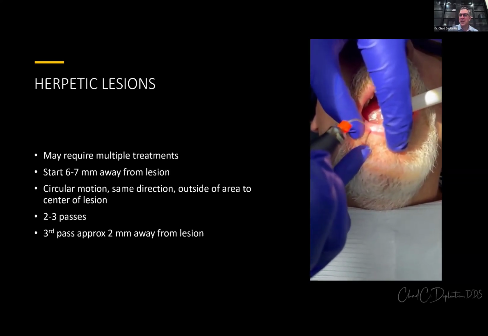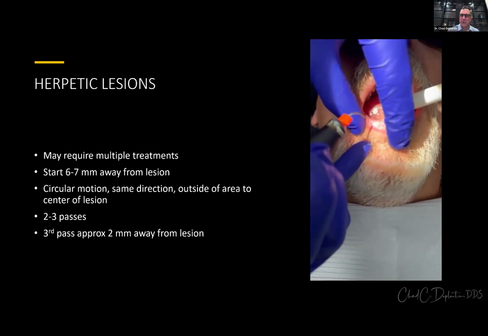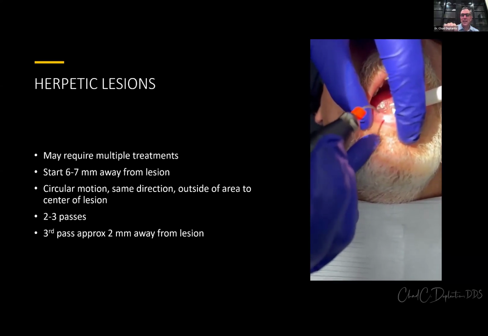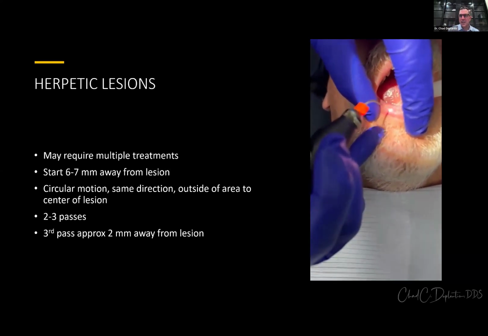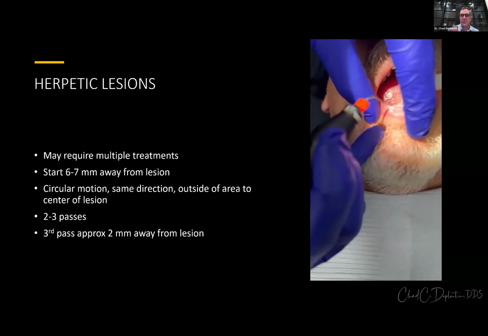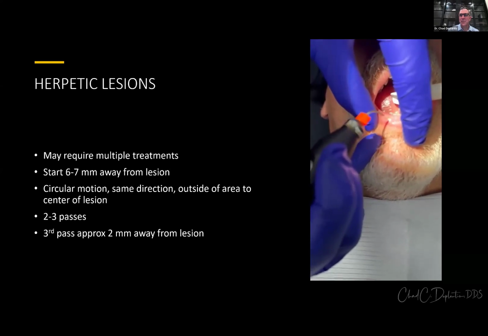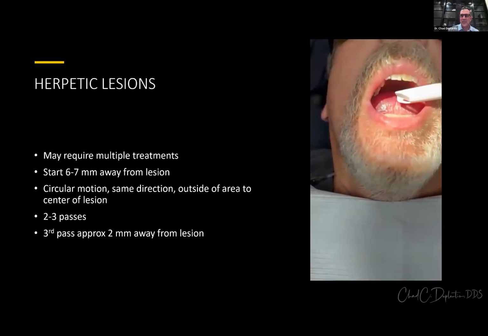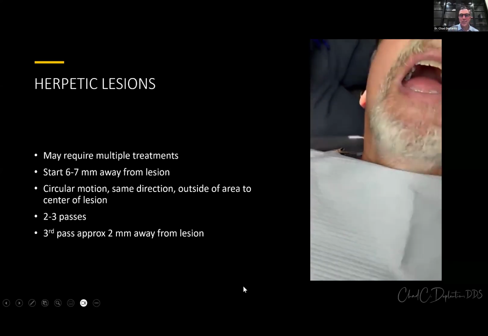So I always do 3 passes. You can do 2 to 3 passes. The first pass, 6 to 7 millimeters away, you work your way from the outside in to the center of the lesion. Then 4 to 5 millimeters, same exact motion, counterclockwise or clockwise, whichever way you desire, towards the center of the lesion. And then the third pass about 2 millimeters away from the lesion, counterclockwise is what I'm doing here, from the outside of the lesion towards the inside. On this particular patient, the lesion never broke the skin, never had any issues with it, and this was a wonderful way to treat it.